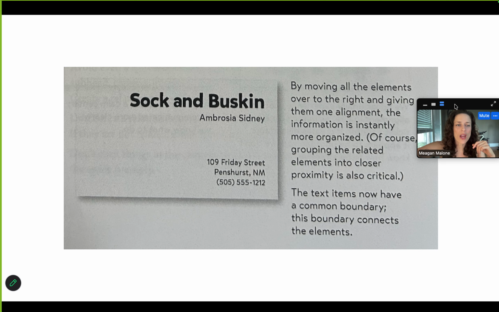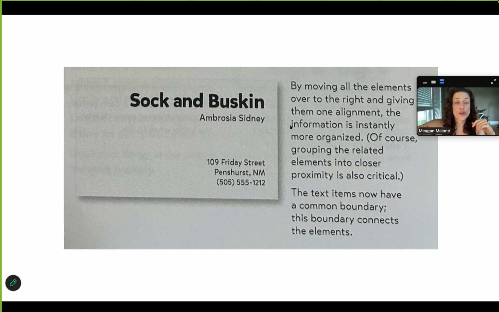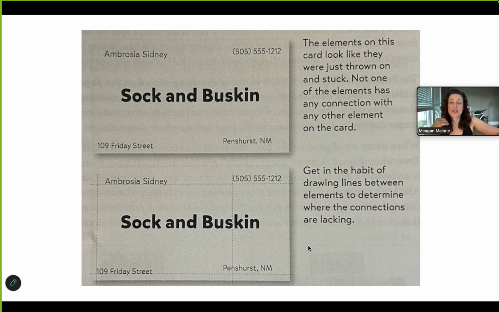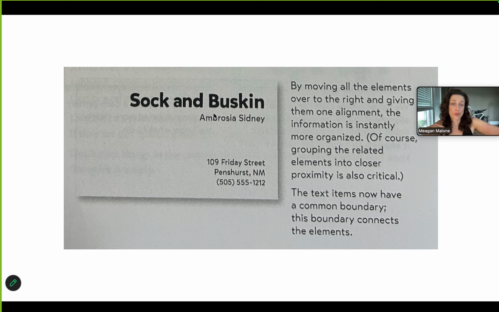So she says, what if you move them all over to the right and give them one alignment? And also she groups them in related things. So if you go back to this, you see that name is all over here, where it is here, how do you contact, the name of the business is here. She actually groups these more correctly. She says, here's the name of the business and the person who runs it, and then here's all the contact information. But what's important for us is that she chooses a right alignment, a right flush alignment.